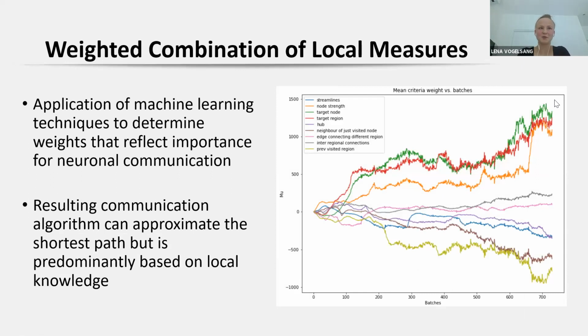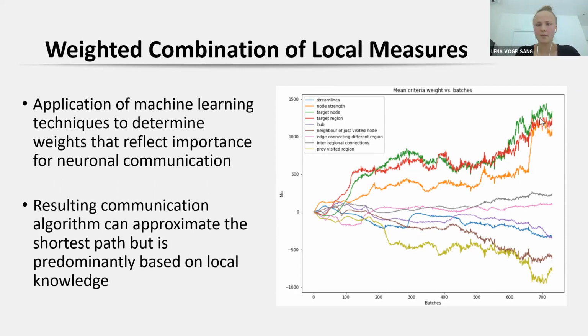Okay, so these were just 2 examples of what we have been working with. At the current stage of the project, we have now identified about 10 to 15 local measures. And what we have been doing, particularly over the past few weeks, is applying machine learning techniques to assign weights to each of our measures, which reflect the respective importance for neural communication. And here we have some preliminary results. So we have the list of measures here, each reflected in a different color, and an optimal weight assigned to each.